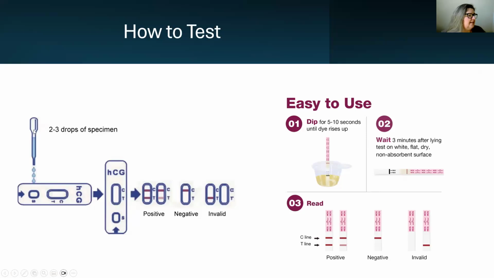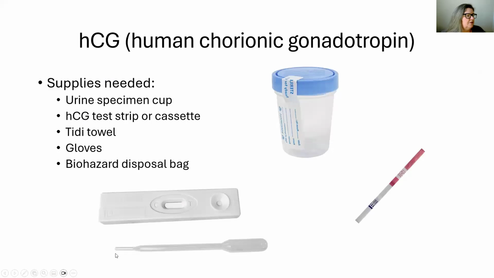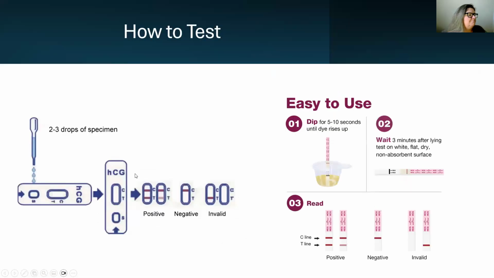So for the cassette, if you notice, it comes with a little, I call them turkey basters. They're actually called pipettes, but they'll be turkey basters to me. You will take your urine specimen and just pull up a little bit of urine. You're going to put 2 to 3 drops of that urine into the little place that says S or specimen, and then you will wait.